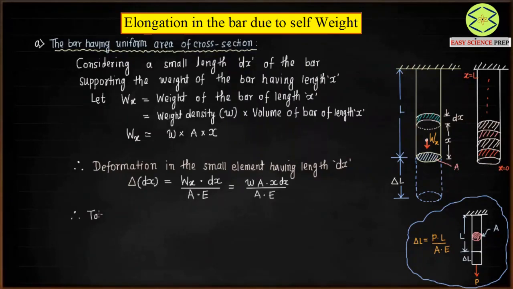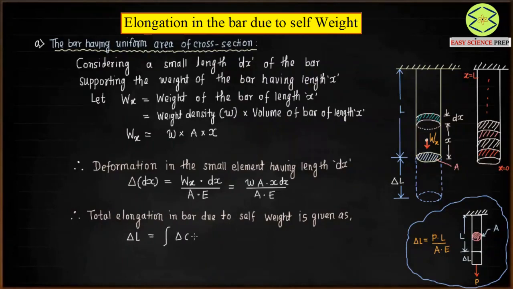So the total elongation in the bar due to self weight is given by integrating the small elongations in the thin elements, and that total elongation I have considered as delta L. So delta L is given as the integration of small elongations, that is delta dx, starting from x equal to 0 to x equal to L at the topmost point. So now I'll substitute the corresponding values.